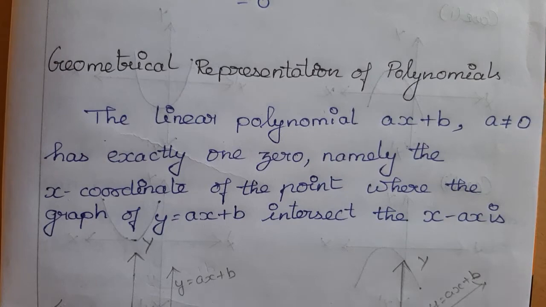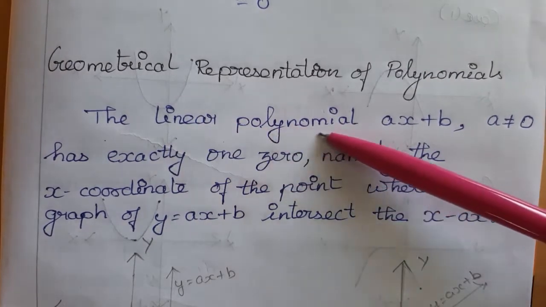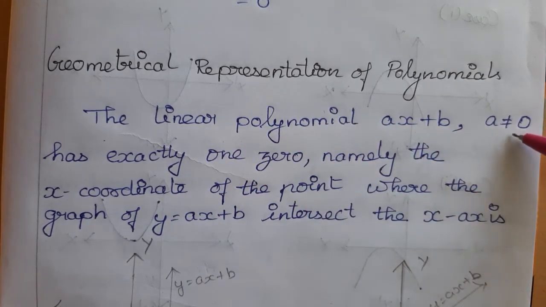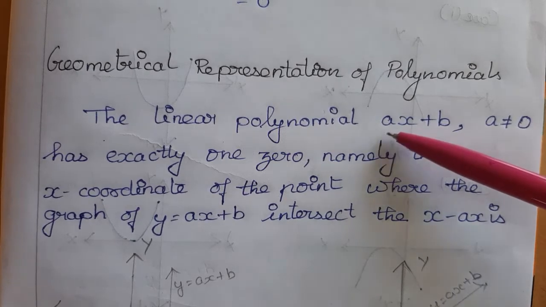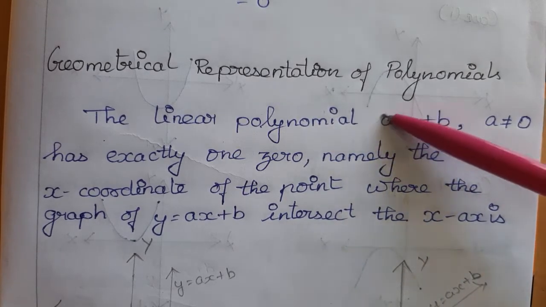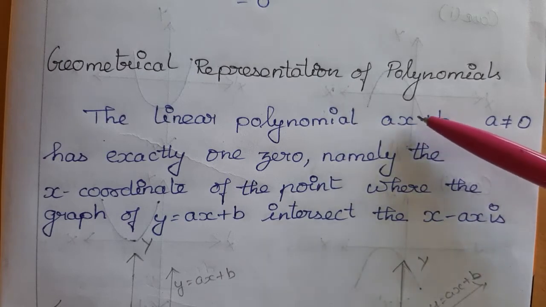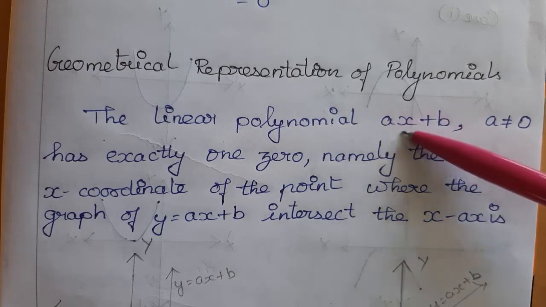The linear polynomial we represented in the previous class, but we will recall this. The linear polynomial ax plus b is the general form of the linear polynomial, and a is not equal to 0. Why? If a is equal to 0, then this term will become 0, and it is not linear. The linear polynomial means x should have power 1. If you put a as 0, then its term will vanish.